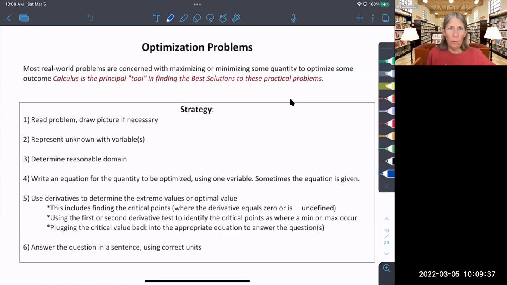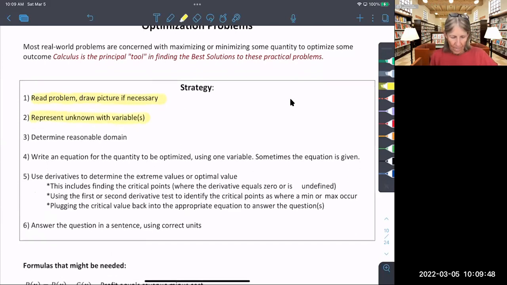We're going to try to follow this, of course, always starting with reading the problem. Probably don't have to mention that. Figuring out what variable we're going to use for our problem. Figuring out if there's a reasonable domain, like should we be talking about only positive values, or what kind of values make sense for the variable that we're looking at. And then write an equation. Now, this can be the hardest thing to do in these optimization problems.